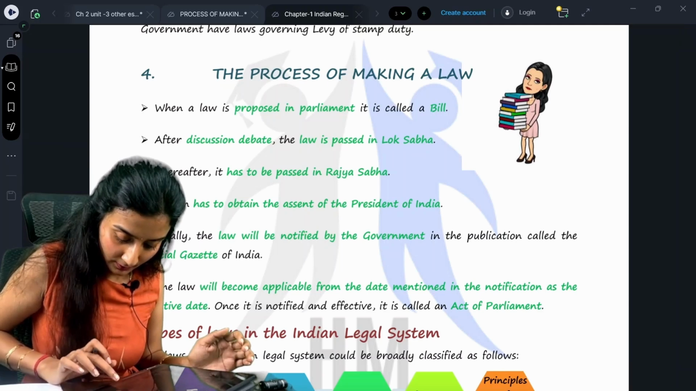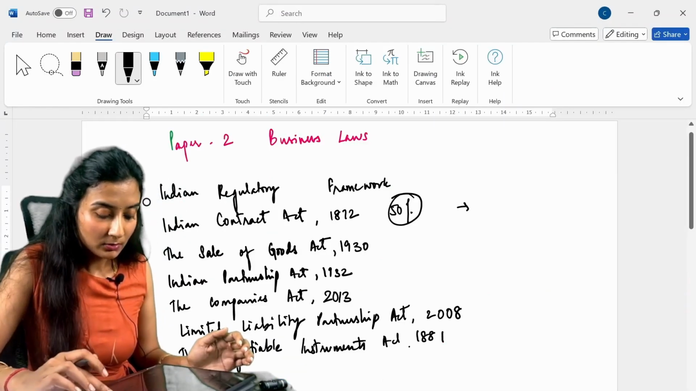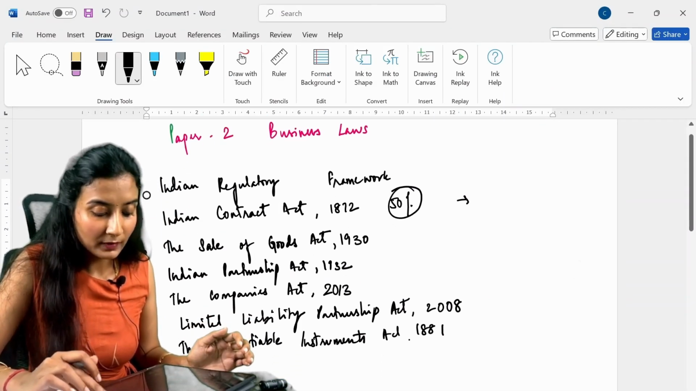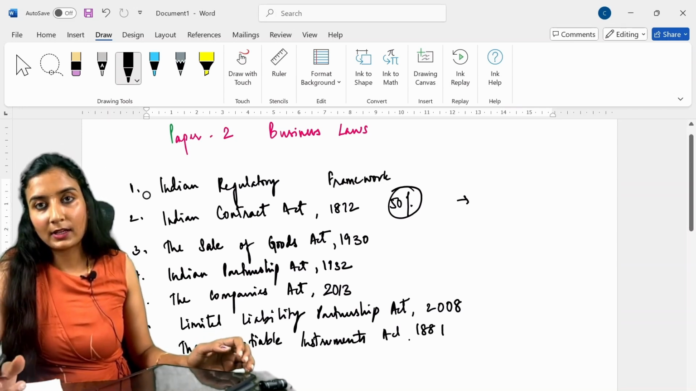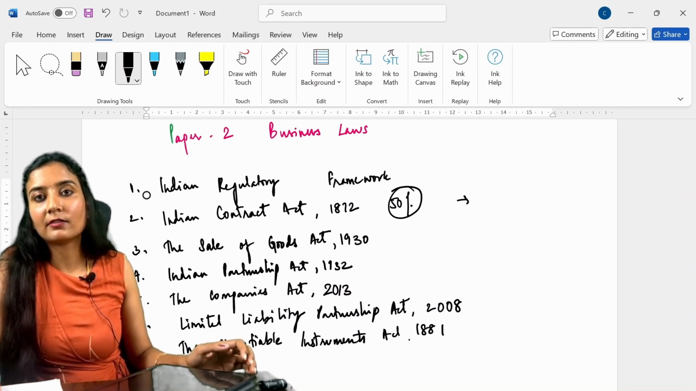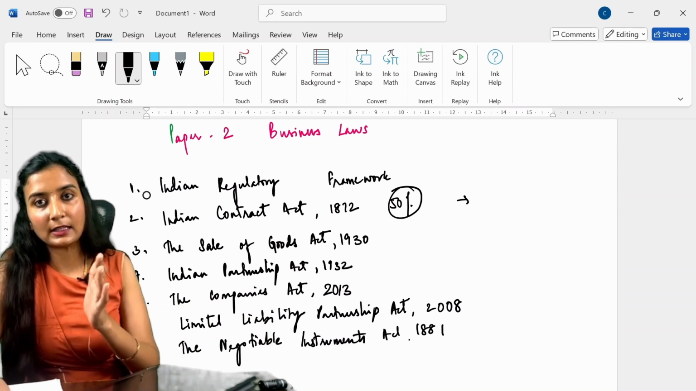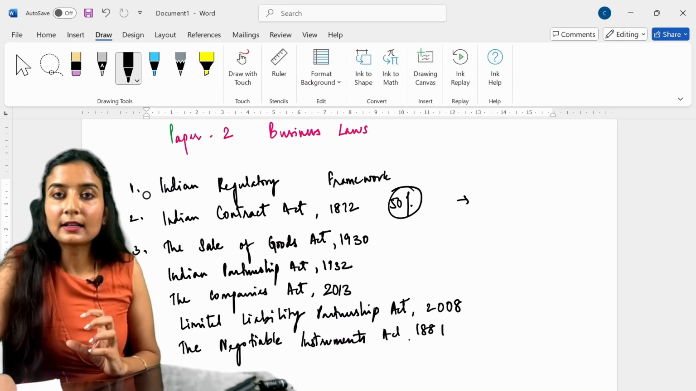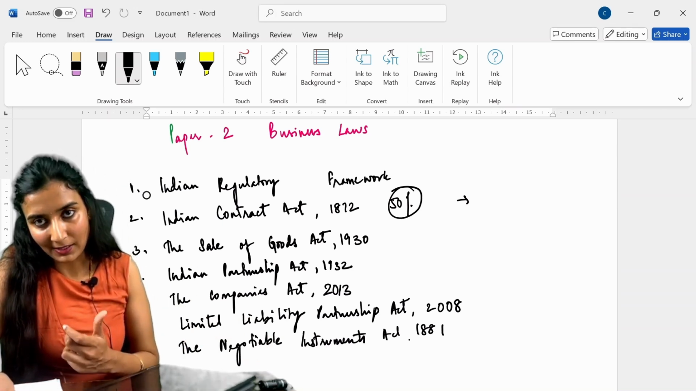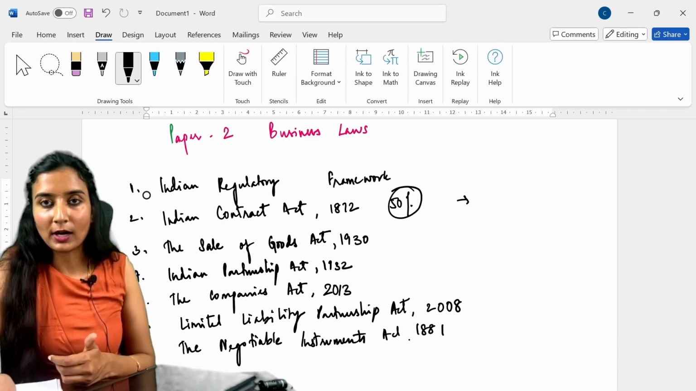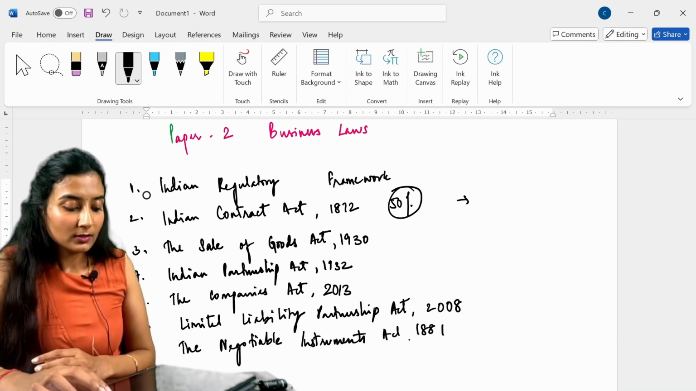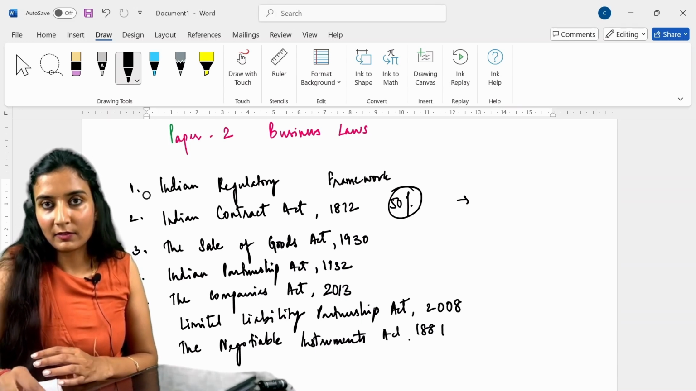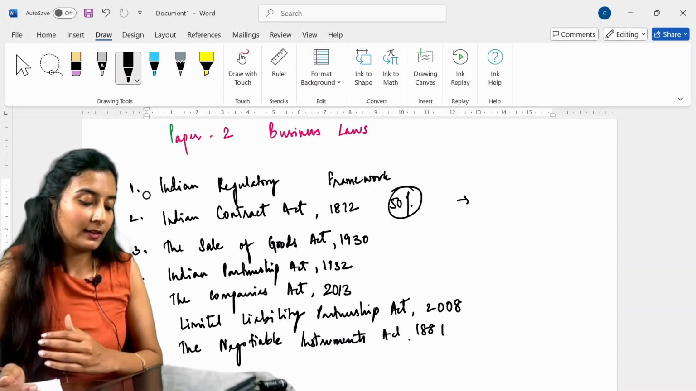So what were we talking about? We were just discussing the syllabus. Here we have Indian Regulatory Framework, the Indian Contract Act, Sale of Goods Act, Indian Partnership Act, Companies Act, Limited Liability Partnership Act, and then finally the Negotiable Instruments Act. So this will be our syllabus, and we will be covering this in due course of time.